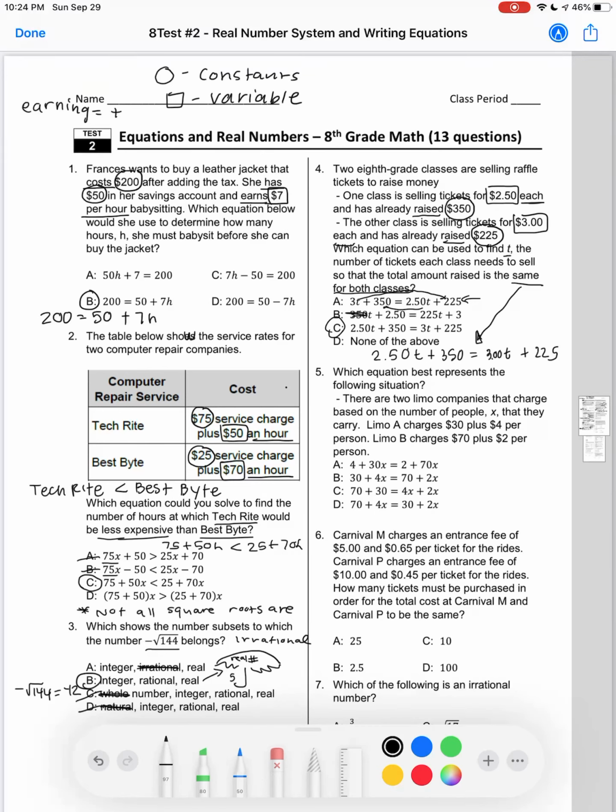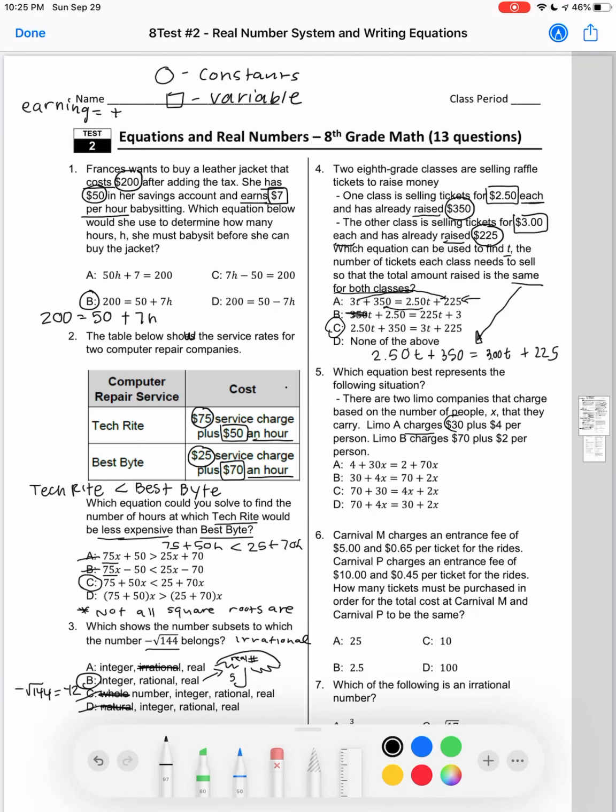Okay, which equation represents the following situation? There are 2 limousine companies that charge based on the number of people that they can carry. Limo A charges $30 plus $4 per person. Limo B charges $70 plus $2 per person.